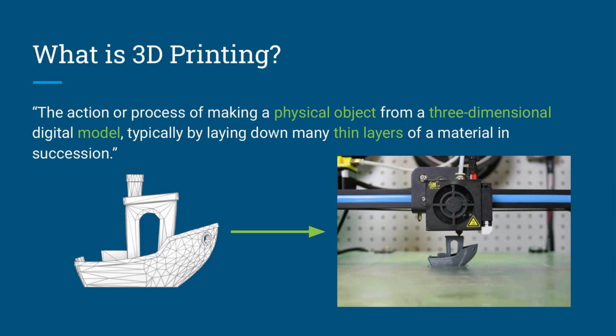So what is 3D printing? It is defined as, quote, the action or process of making a physical object from a three-dimensional digital model, typically by laying down many thin layers of material in succession. On the left, you can see a 3D model of what we call a 3D Benchy. It's a boat. We call it the Benchy. And on the right is me 3D printing that model into the physical world. So I have my model on my computer, the 3D model of that Benchy, and then I'm going to lay down thin layers of plastic in succession to eventually build up that 3D model into the physical world, which I'll get into in a little bit.